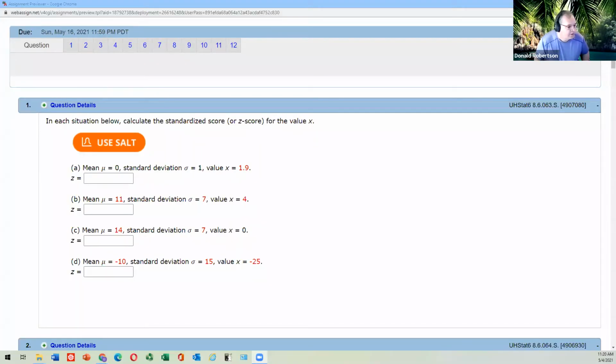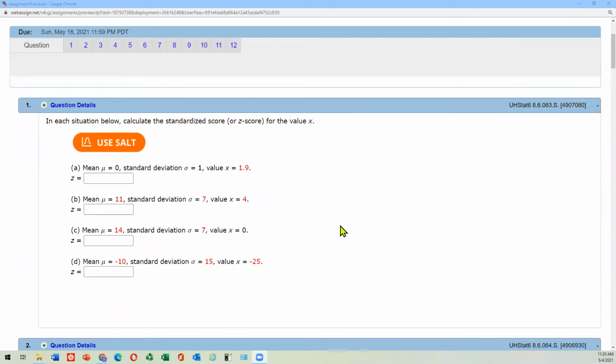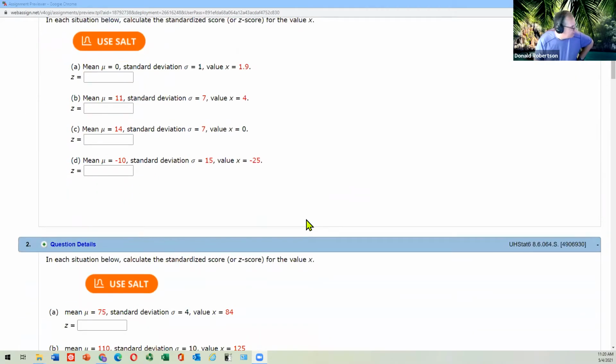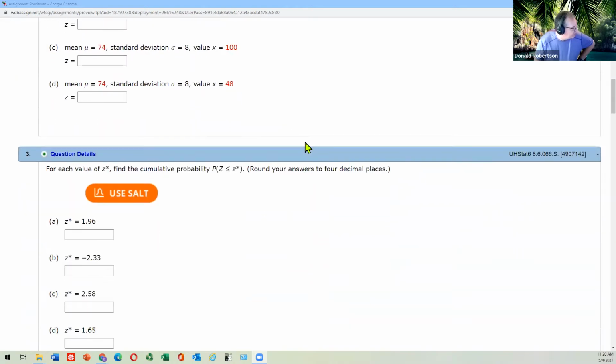So basically, we are not going to do any of the hard lifting. We are just going to let SALT do it for us. Okay. Are you looking, I hope, at the homework thing with a SALT button on it? Question 1, is that what you're saying? Okay, good. There's the z-score stuff that we've already covered.